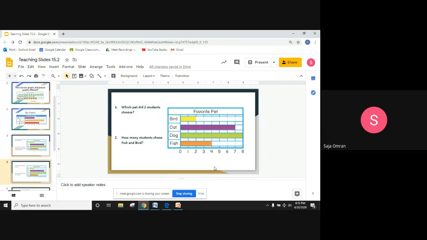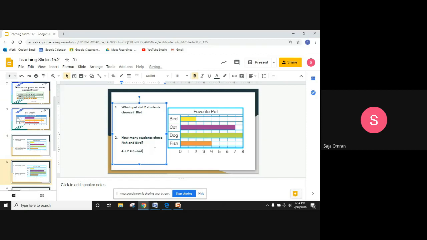Which pet did 2 students choose? Let's see, this one's simple. It's bird. 1, 2. 2 people chose bird. How many students chose fish and bird? We have to join 2 parts together, so we're adding. So how many people chose fish? 4 people. How many people chose bird? 2 people. So 4 plus 2 equals 6. So 6 students chose fish and bird. Okay, very good.